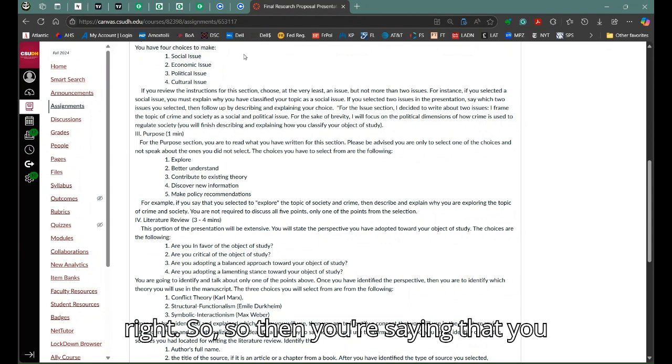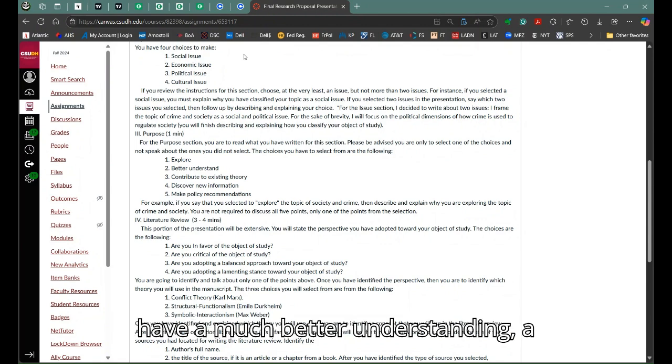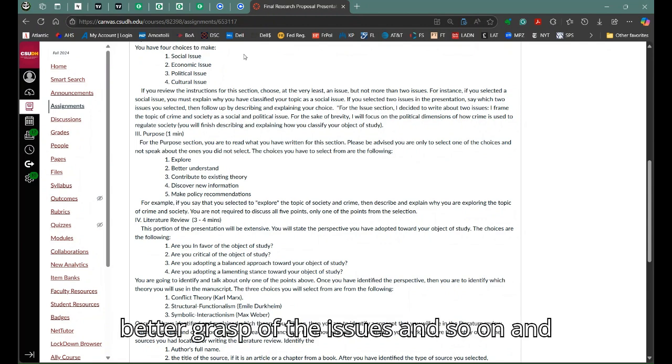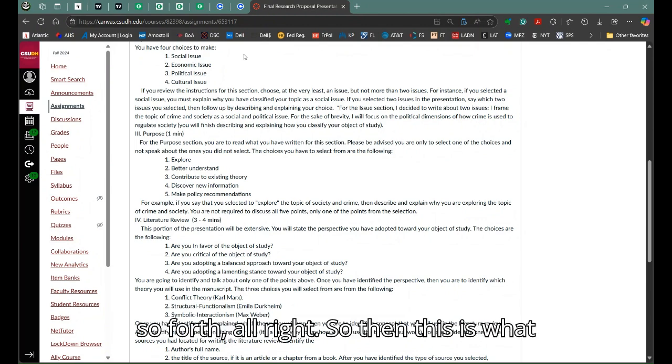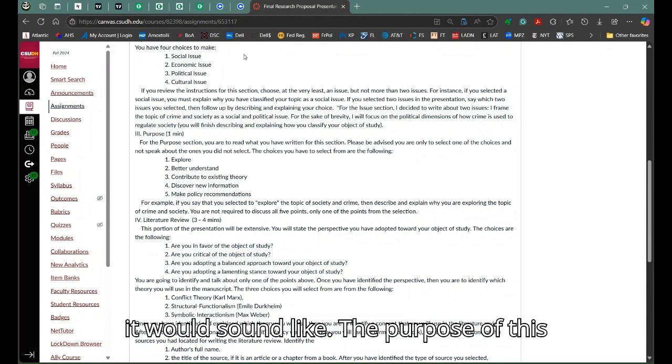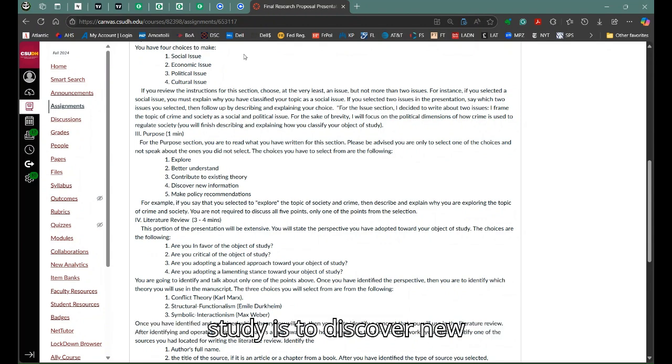Right. So then you're saying that you have a much better understanding, a better grasp of the issues, and so on and so forth. All right. So then this is what it would sound like. The purpose of the study is to discover new information about how crime is used to inform public policy.